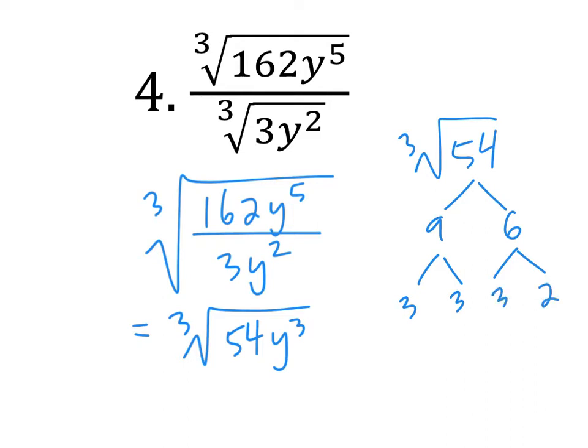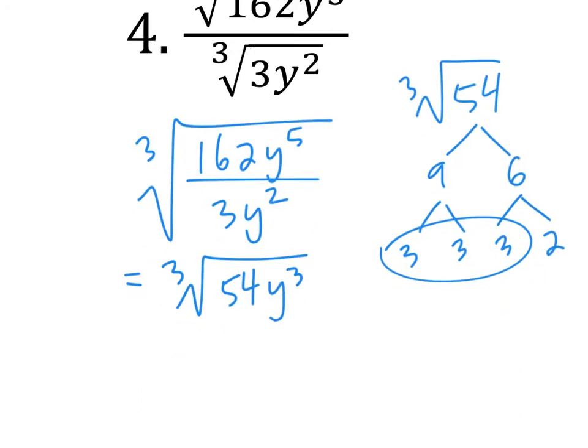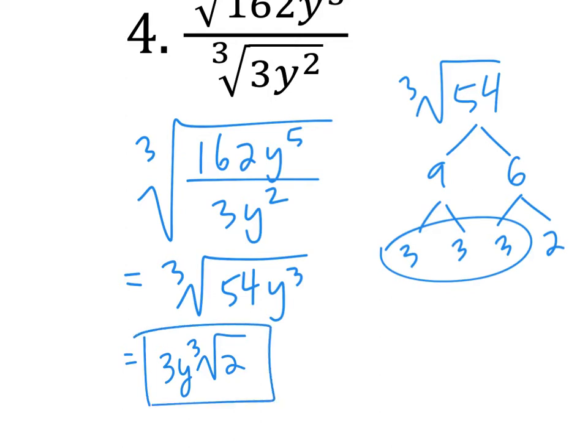So what you want to do is get it all the way down to the prime numbers. Then you look at which ones have 3 of a kind. That comes out. Depends on the index. If the index is 2, you look for 2 of a kind. If the index is 3, you look for 3 of a kind. Okay, so 3 comes out. 2 stays inside. And then there's a cube root. Make sure the index stays on there. What about a y? Y cubed comes out as y. Does it need absolute value? No, because it's an odd index.